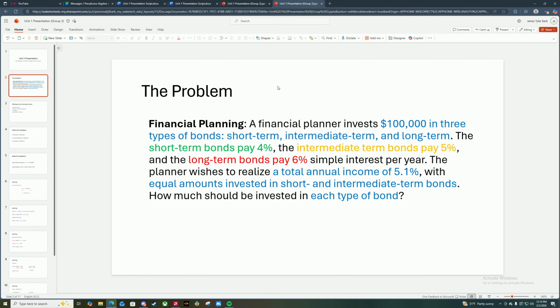A financial planner invests $100,000 into three types of bonds: a short-term, an intermediate-term, and a long-term. The short-term bond pays 4%, the intermediate bond pays 5%, and the long-term bond pays 6% simple interest per year. The planner wishes to realize a total annual income of 5.1% with equal amounts invested in the short and intermediate term bonds. How much should be invested in each type of bond?